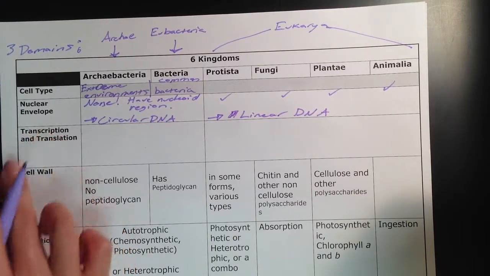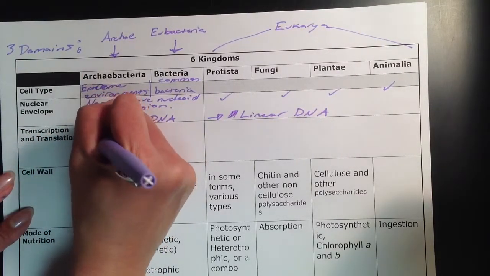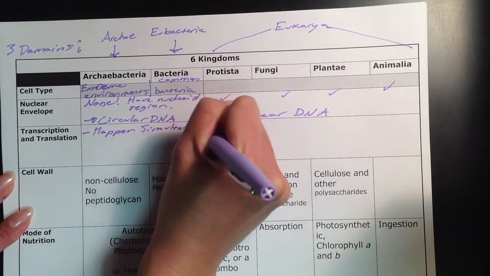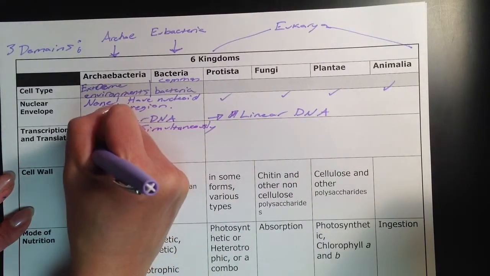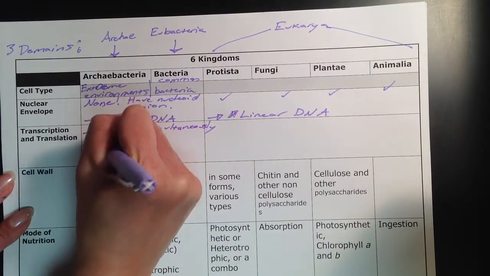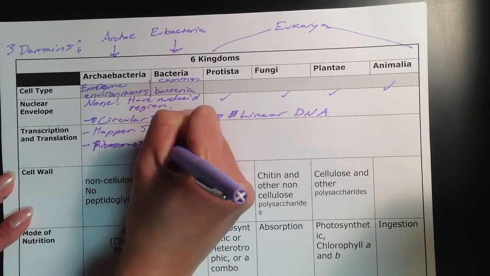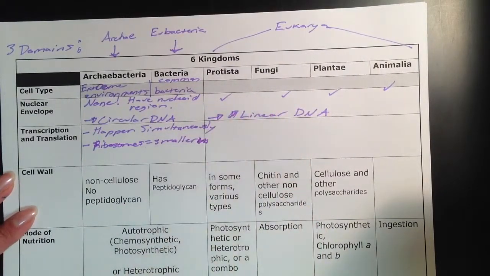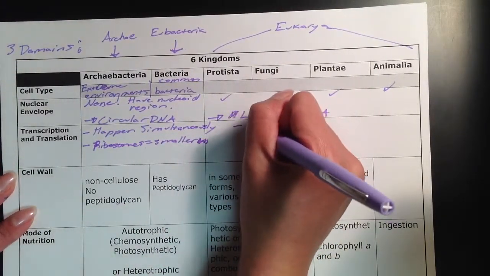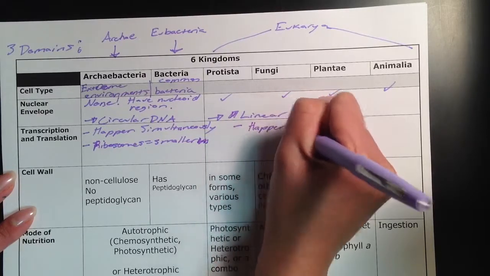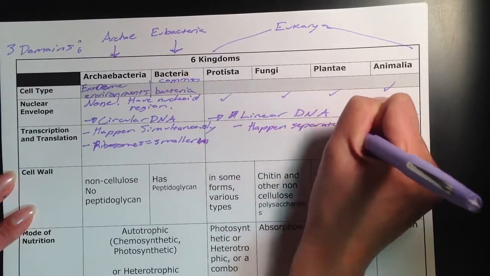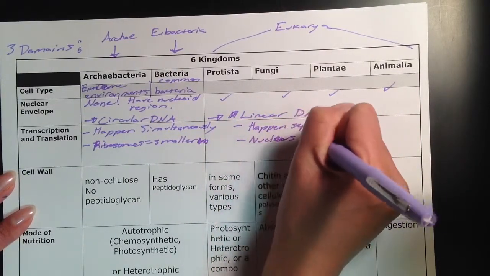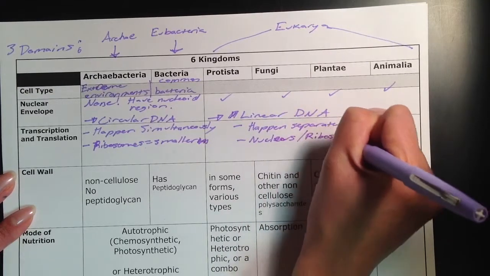When we talk about protein synthesis and transcription and translation, this is going to happen simultaneously in both of these groups. And actually, the ribosomes can be smaller in our bacteria groups. Whereas in our eukarya, this is going to happen separately. And you should remember that transcription happens in the nucleus and translation happens at the ribosome.